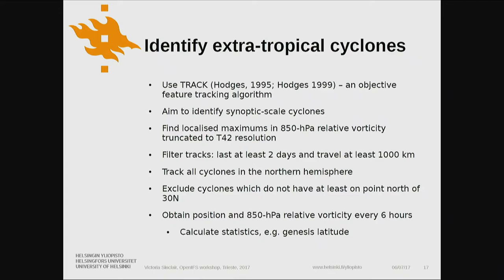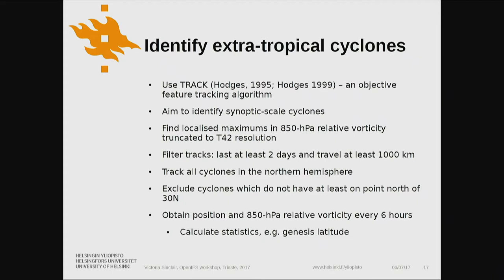So to make sure I have large scale synoptic systems that are transient, so they're moving, so they're not stationary eddies, I need to ensure that they move at least 1,000 kilometers and last for at least 2 days. So they have to be relatively long lasting systems. I also exclude some cyclones which do not have at least one point north of 30 degrees north.